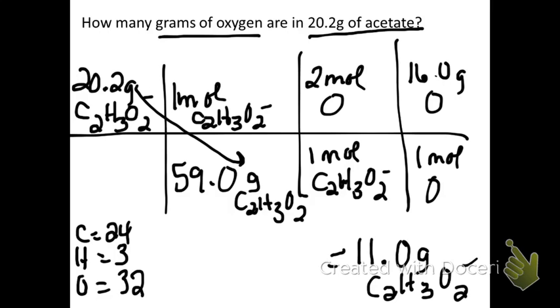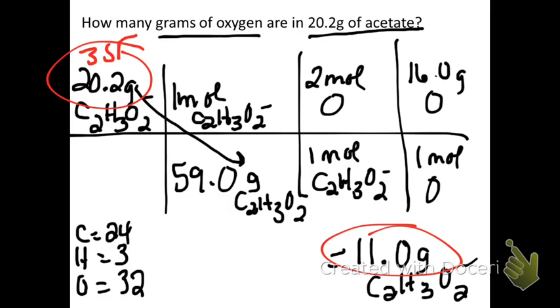Now in terms of sig figs, why 11.0? The number of sig figs in your answer is going to be the same as the number you started with when you convert. Since this has 3 sig figs, this has 3 sig figs.